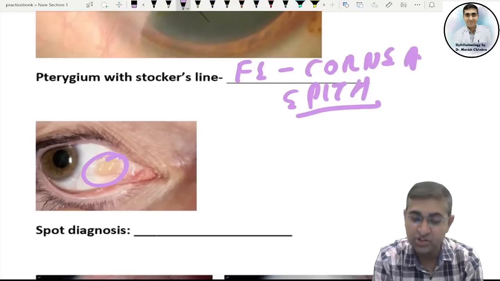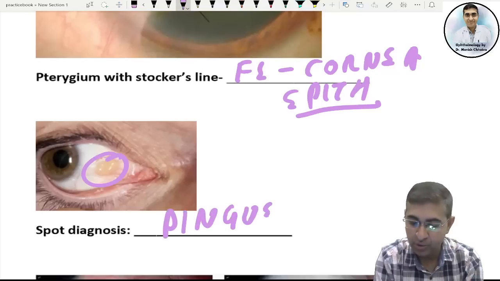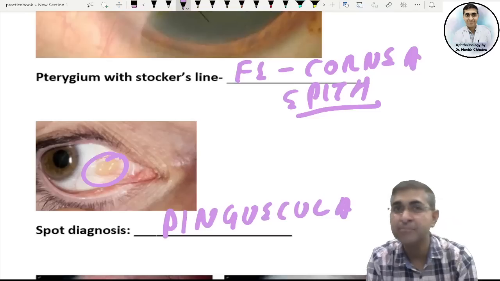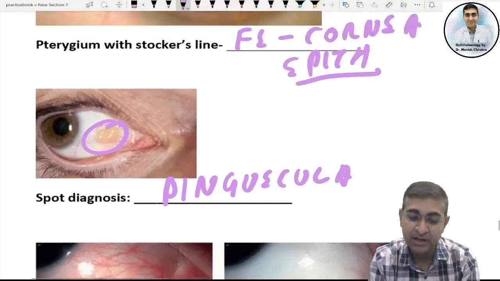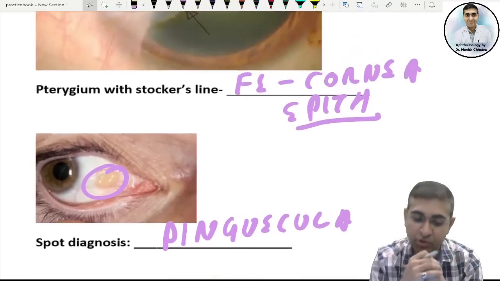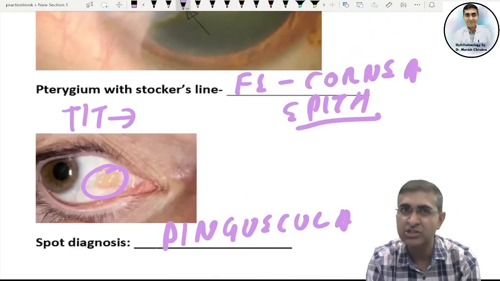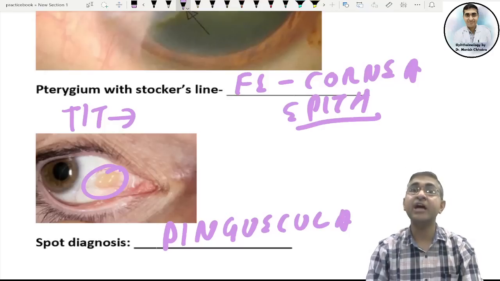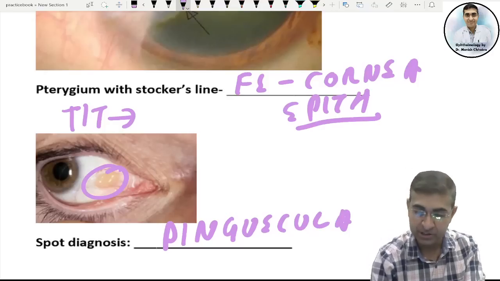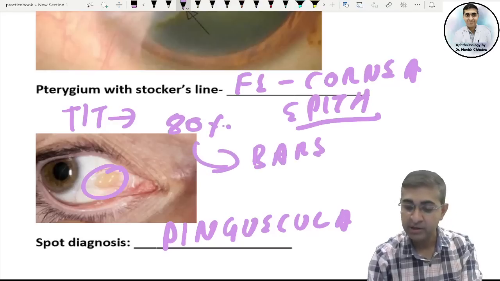What is this? This is a triangular yellowish white patch which is protruded. Yes, this is your pinguecula. Some doctors consider pinguecula a precursor of pterygium. One question I want to ask here: what is the treatment for pterygium? One surgery is the bare sclera technique, but it has a very high recurrence rate, up to 80%.